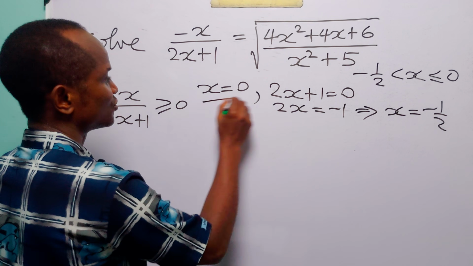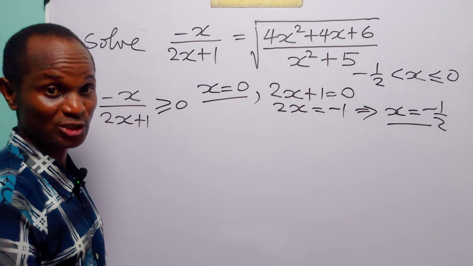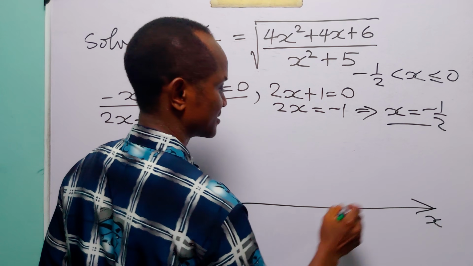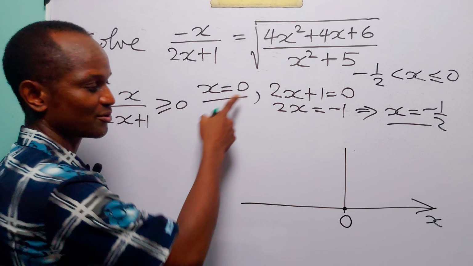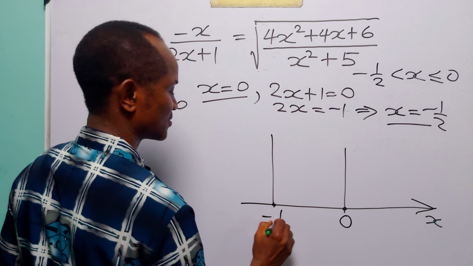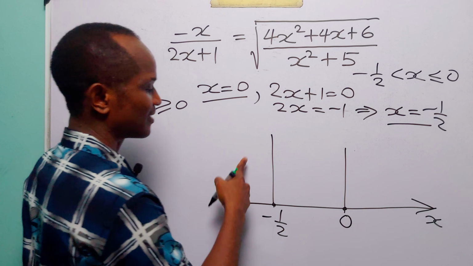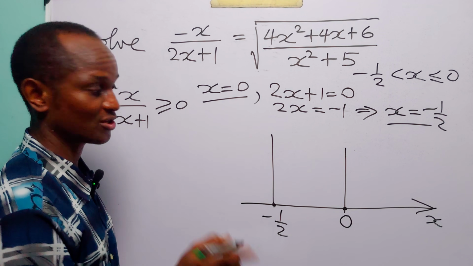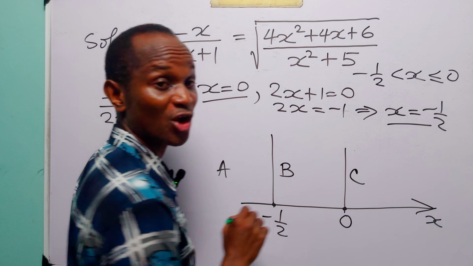Now, these two critical points divide the x-axis into 3 regions. If this is the x-axis, we have the point x equal to 0, and we have the point x equal to minus 1 over 2. Now, what we are going to do is choose 3 arbitrary x values, one from each of these 3 regions. Let this be region A, let this be region B, and let this be region C.